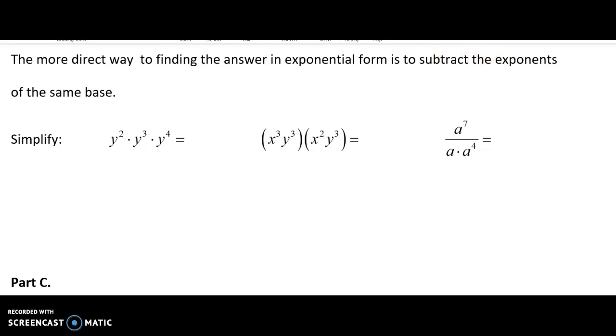Here we have y squared times y to the third times y to the fourth. This is one where they're being multiplied, so we're going to end up adding the powers of the same base. So y to the 2 plus 3 plus 4 equals y to the 9th.